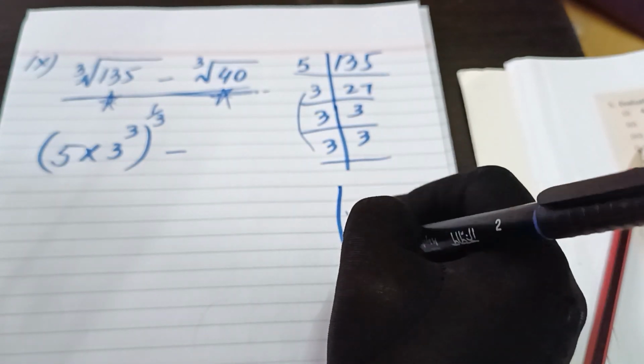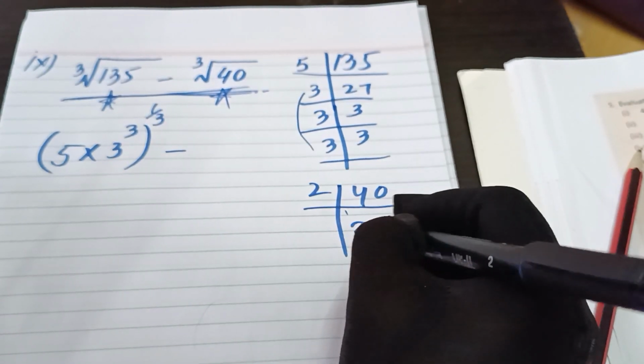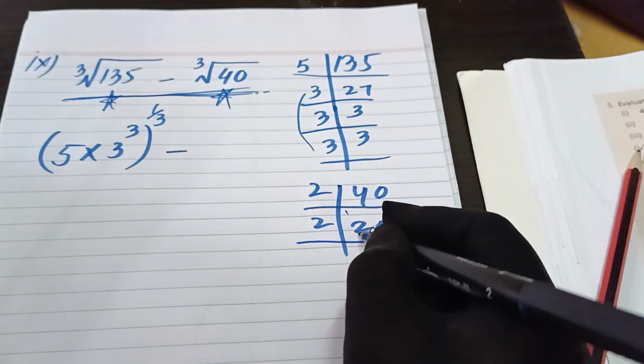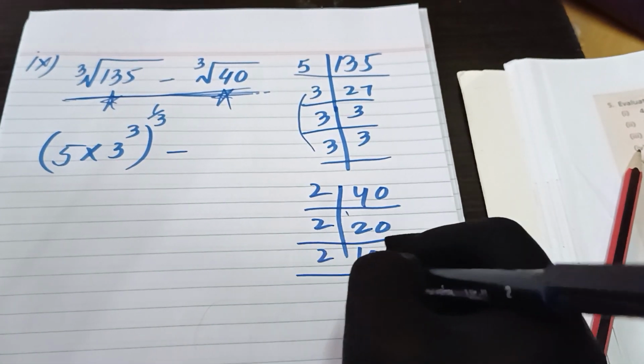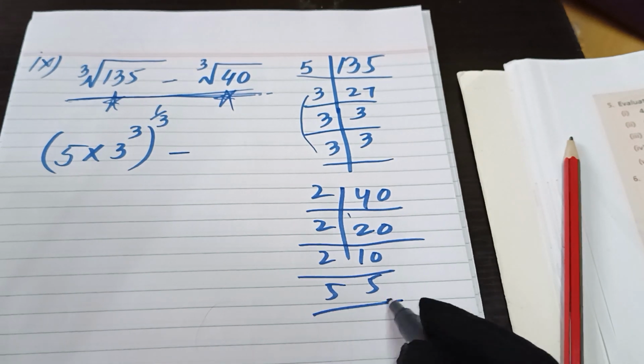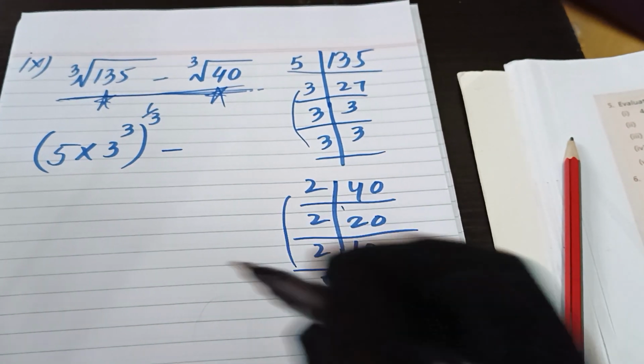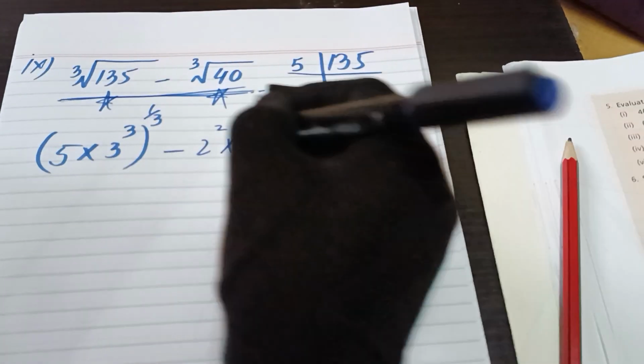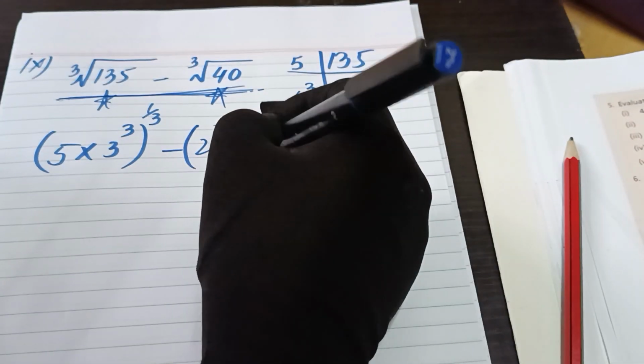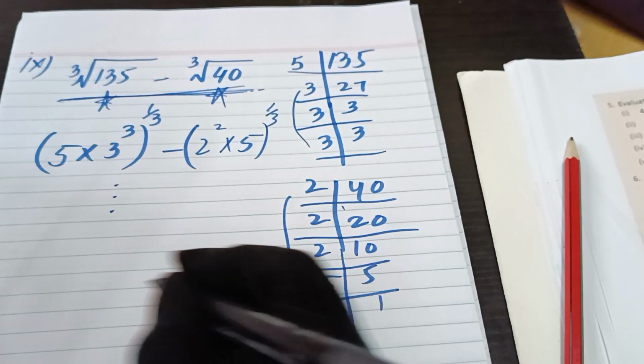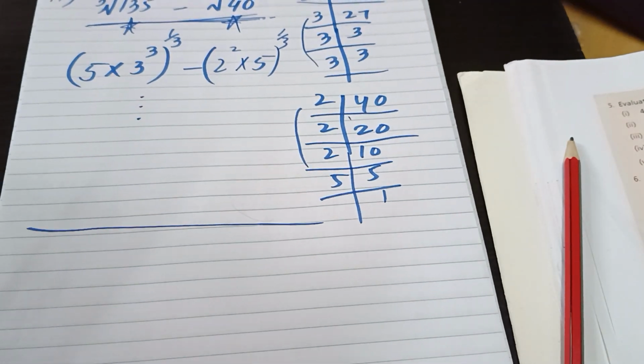80. 2 20s are 40, 2 10s are 20, 5 2s are 10, 5 1s are 5. So cube and 5 is single. I think after that you can continue this part. No need for me to simplify it further.